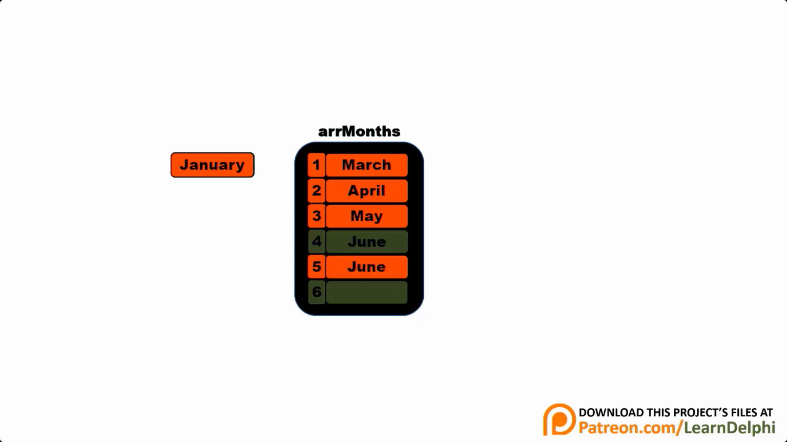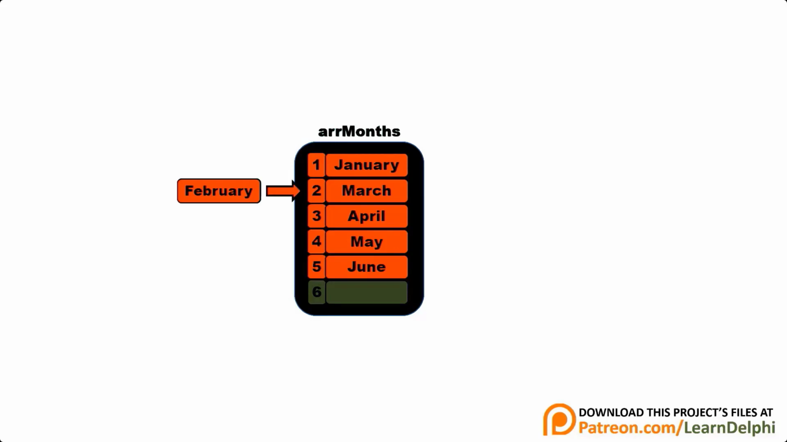So June moves from position 4 to position 5, May moves from position 3 to 4, April from 2 to 3, and March from 1 to 2. Now you can insert January into position 1 where March was. You also want to insert February, but this time it must go into position 2.